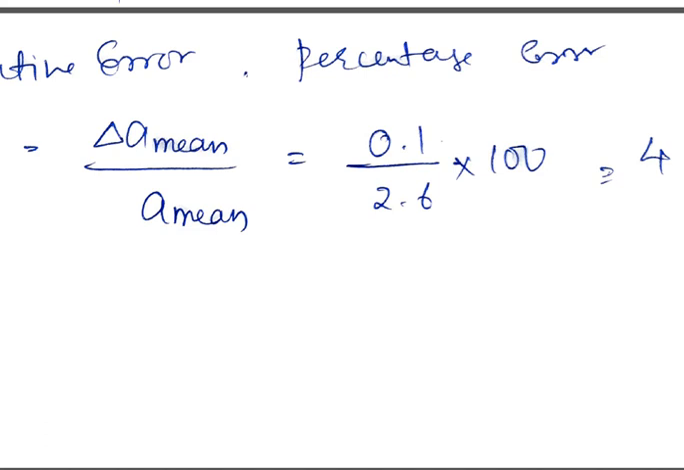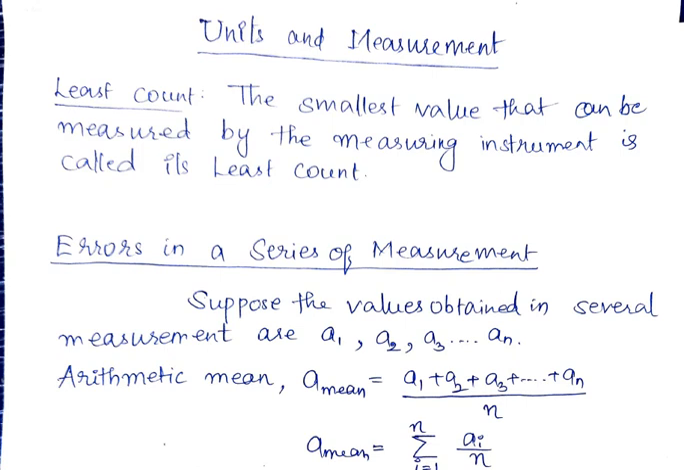Now what is the relative error and percentage error? Relative error is the ratio of delta A mean by A mean. So delta A mean is 0.1 divided by A mean, 2.6. If you do this, that is the relative error. If you want the percentage error, what will you do? Multiply by 100 and you will get the answer.